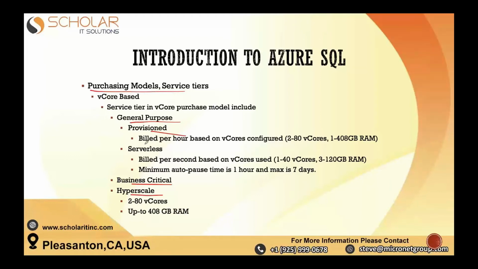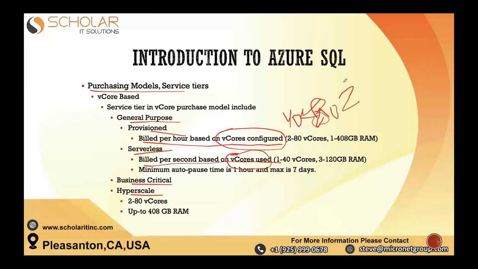Now, in provisioned, you are billed per hour based on vCores configured. If you have, let's say, 40 vCores configured for your single database, you are charged for 40. Now, in serverless, you are billed per second based on the vCores used. Understand the difference here: in one, vCores configured, here vCores used, not configured. You may configure 80 vCores for your serverless server, but if you are using only 2 of them, you are charged for 2. And if you use 40 at a particular moment, then you are charged for 40 at that moment. It charges per second, not per minute, not per hour.